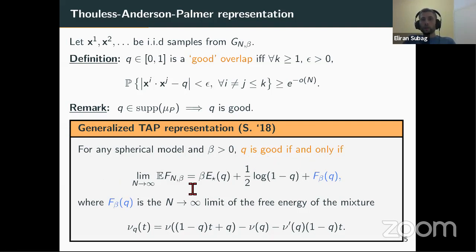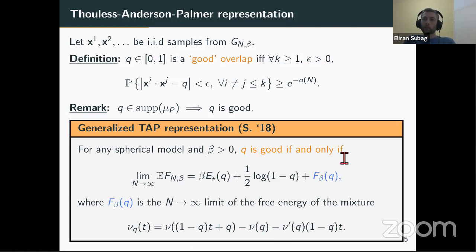And the formula now has the first two terms exactly as before, but the third term now is the free energy, the limit of the free energy associated to a new mixture. So nu Q is a mixture that you explicitly express using the original mixture nu and the value of Q. This is a function of T.